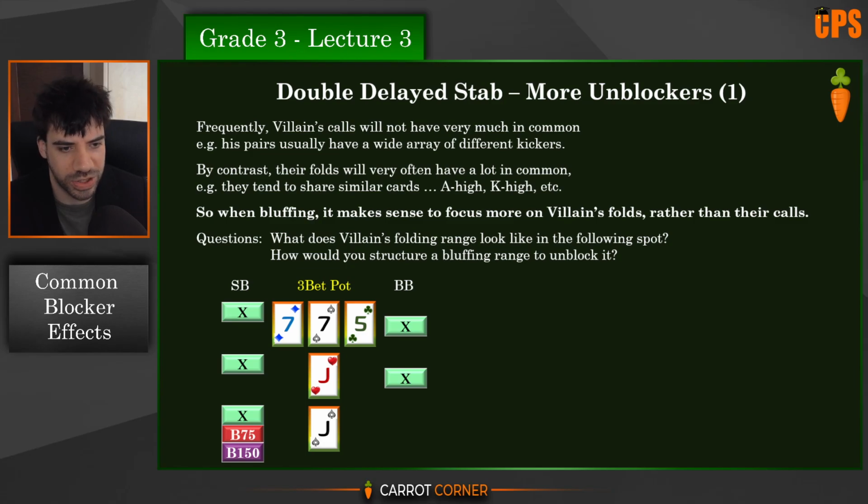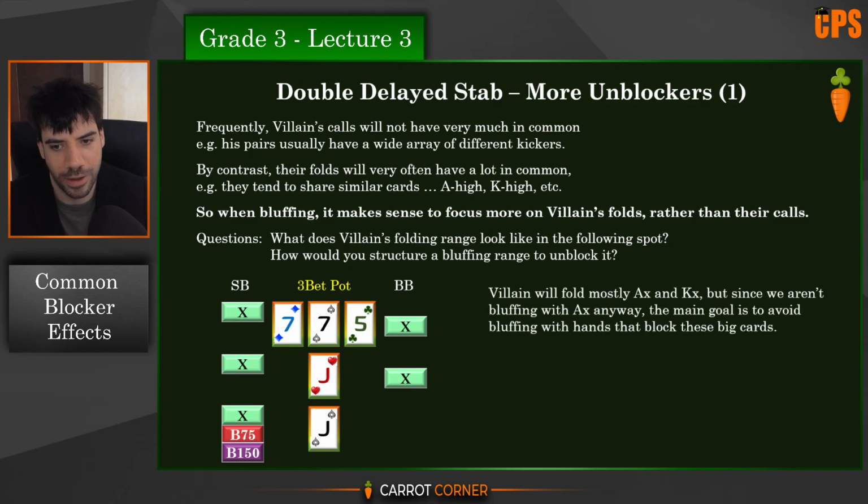In this spot, where small blind is opened, been 3-bet by big blind's polarized range and called, and then it's checked all the way to the river and small blind has this delayed stab opportunity, what does the big blind's folding range look like if we bet here in the following spot, and how would you structure a bluffing range to try to unblock that to have the best Y factor possible? Pause the video, have a think about it, jot down some answers, and let's go.